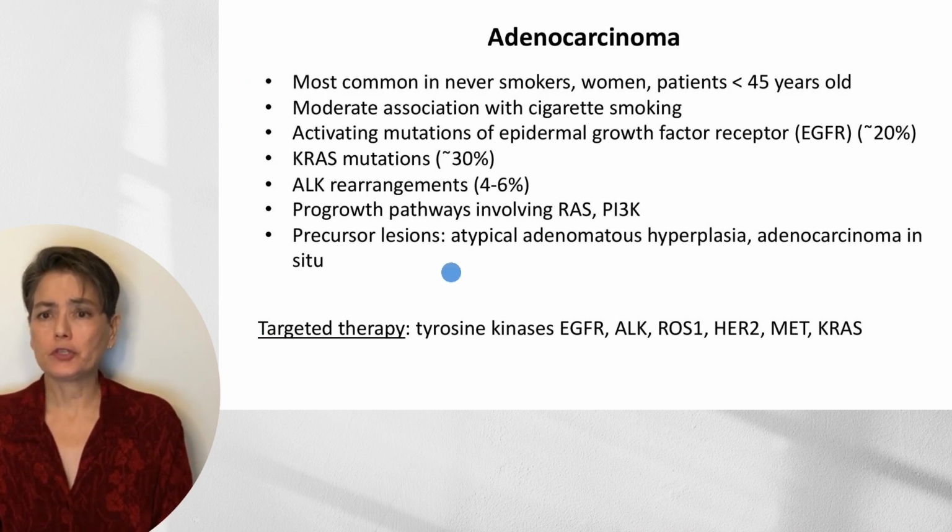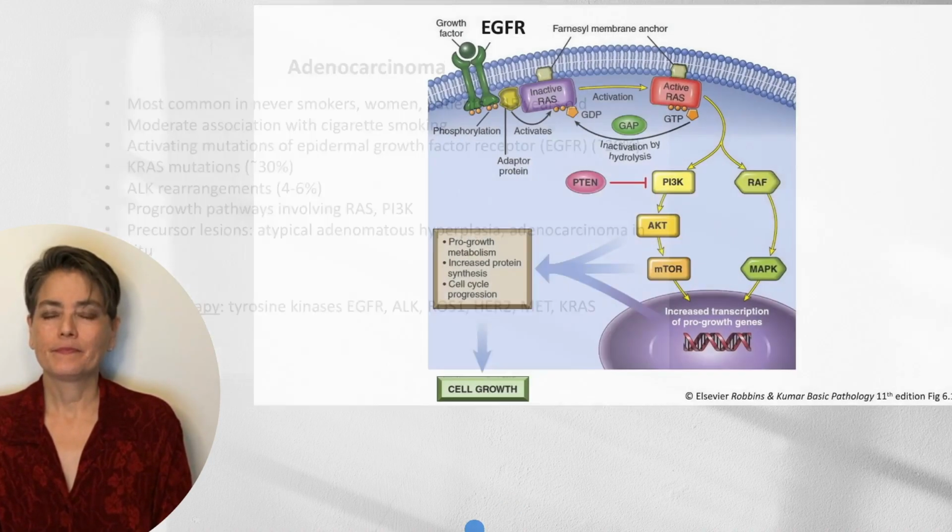There are two precursor lesions that we associate with adenocarcinoma. These are atypical adenomatous hyperplasia and adenocarcinoma in situ. Probably this is best left to pulmonary pathologists and specialists to keep an eye on.